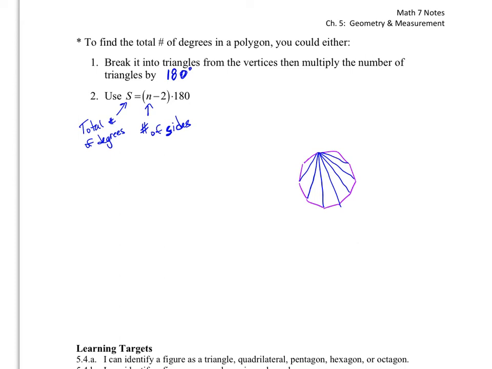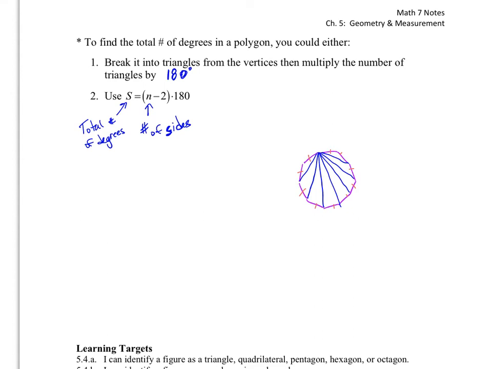Did I miss one? 1, 2, 3, 4, 5, 6, 7, 8, 9. I counted 8. 9 triangles there, right? Or 8 triangles? Ah, 8 triangles. I counted one twice. Okay? 10 sides, 8 triangles.